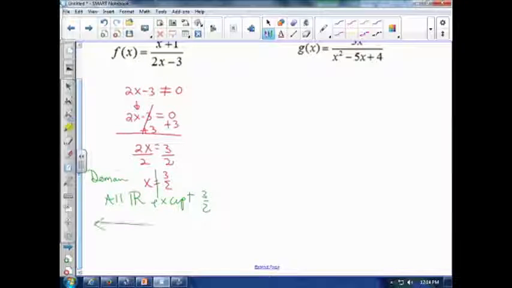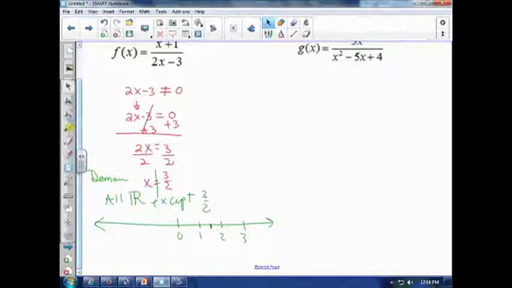And to write this domain in interval notation, I really like to look at the number line. So if that's the number line, there's 0. There's 1, 2, 3, and so on. 3/2 is 1.5 right here. So there is 3/2. And so we can't have 3/2, so I'm going to put an open circle there. But we can have everything else on the number line.